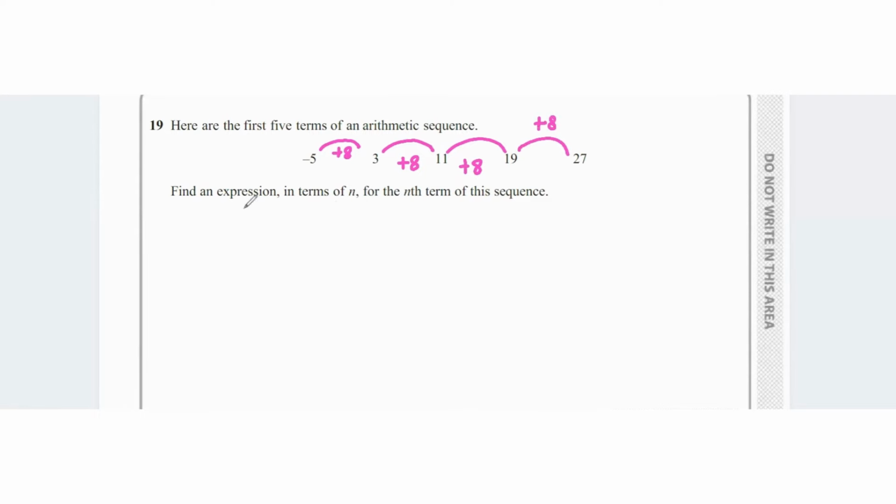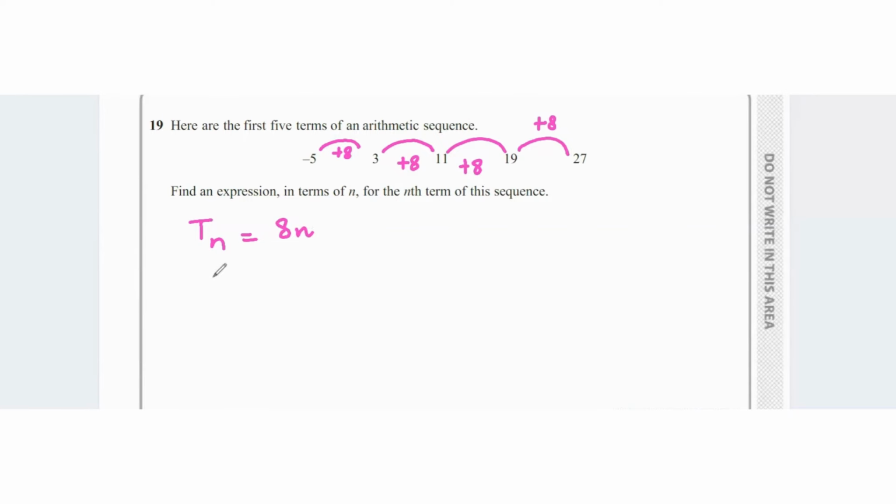So whatever your common difference is, to find the nth term, always multiply the common difference with n. If the common difference is being added, your value for n would be positive over here. If it's being subtracted, it would have been -8n. Since we're adding 8, it's positive 8n.